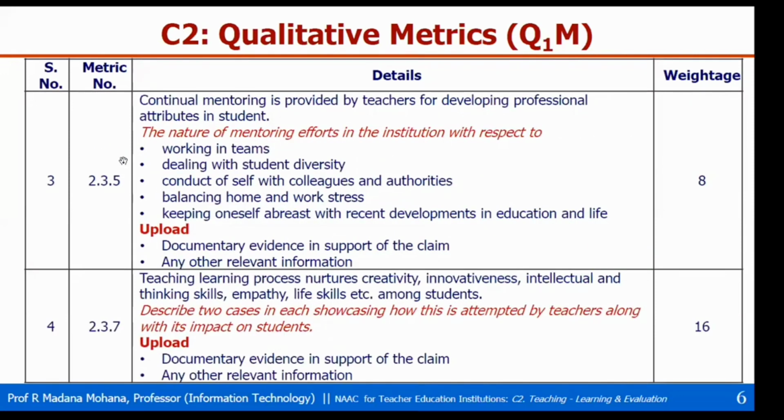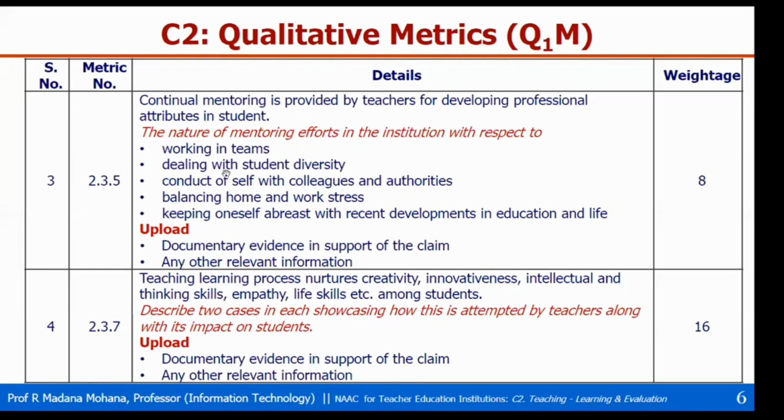The next qualitative metric is 2.3.5. Continual mentoring is provided by teachers for developing professional attributes in students. This is related to student mentoring by the teacher, mentor-mentee. So its weightage is 8. Here, the nature of mentoring efforts in the institution, with respect to the following factors that they have given.